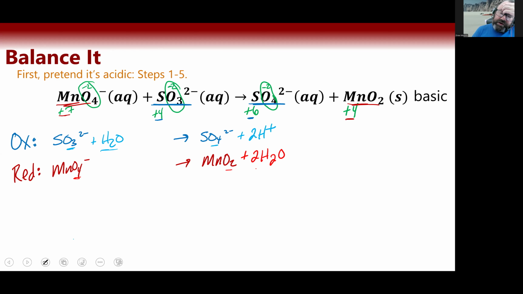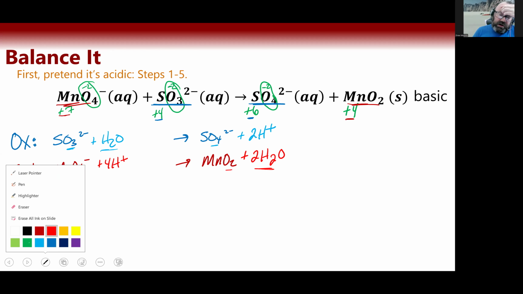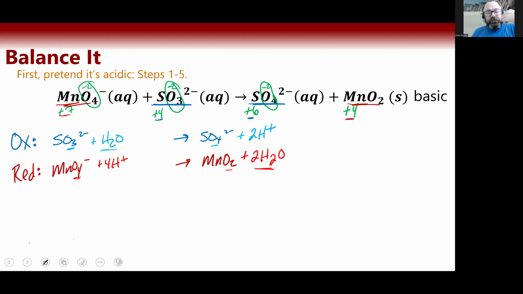In the reduction half, we have four H's here, so we need 4H plus over here. Then lastly, we need electrons. Do electrons in green. Remember, we have to add electrons to the more positive side. So this side is -2 on the reactant side, because it's -2 and 0. This side is -2 and +2, so this side needs 2 electrons.